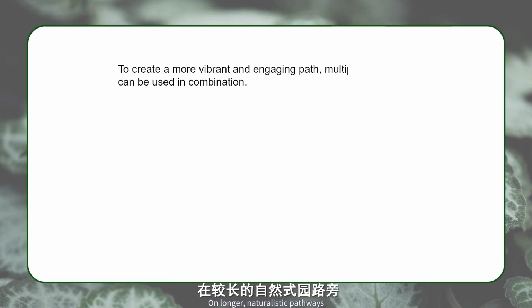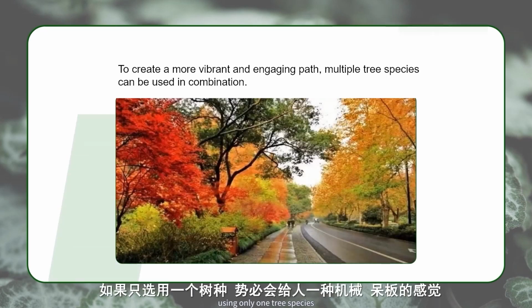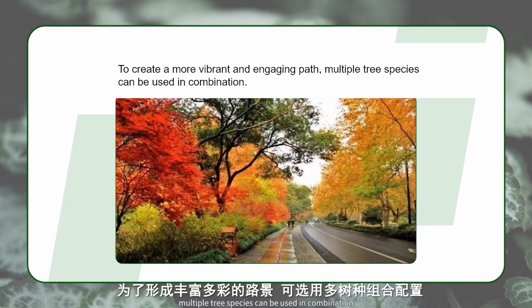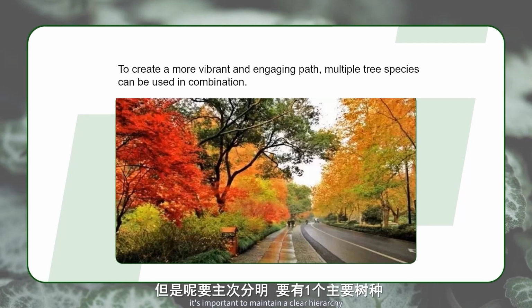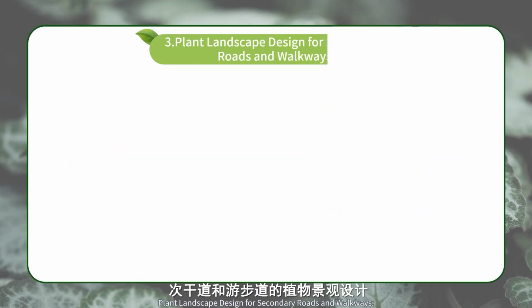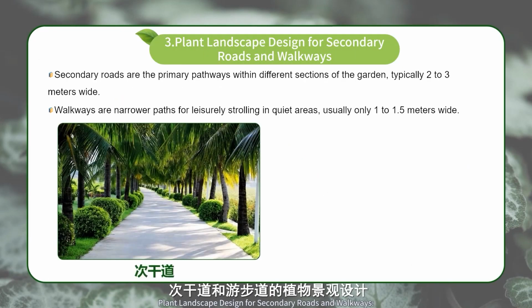On longer, naturalistic pathways, using only one tree species can feel monotonous and rigid. To create a more vibrant and engaging path, multiple tree species can be used in combination. However, it's important to maintain a clear hierarchy, with one dominant tree species to ensure unity and harmony amidst the variety of colors.